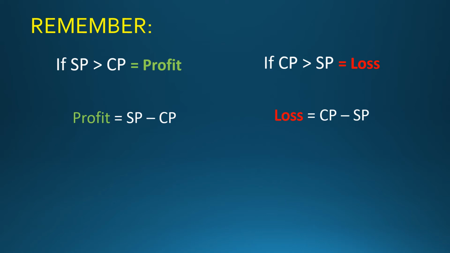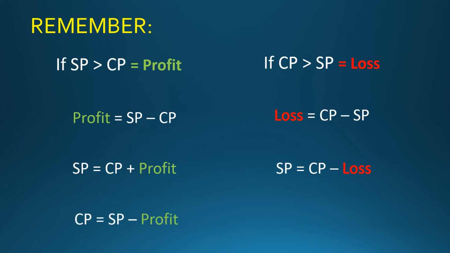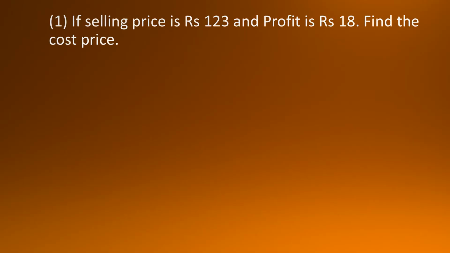Number 3. Selling price is equal to cost price plus profit. Number 4. Selling price is equal to cost price minus loss. Number 5. Cost price is equal to selling price minus profit. Number 6. Cost price is equal to selling price plus loss. To understand it in a better way, let us solve some questions.